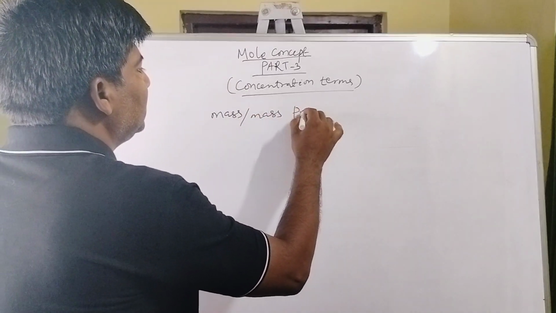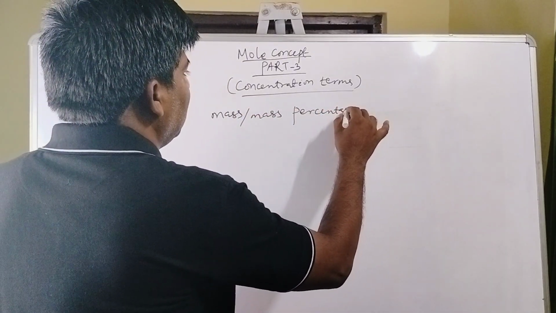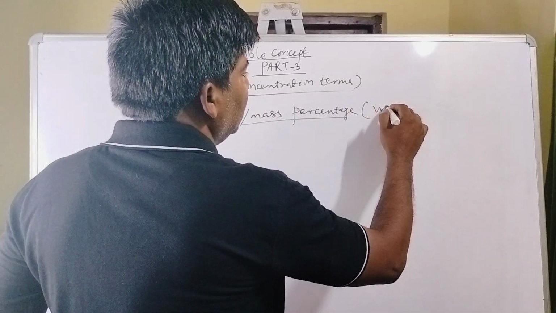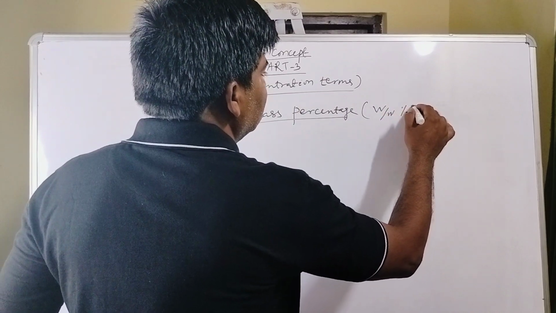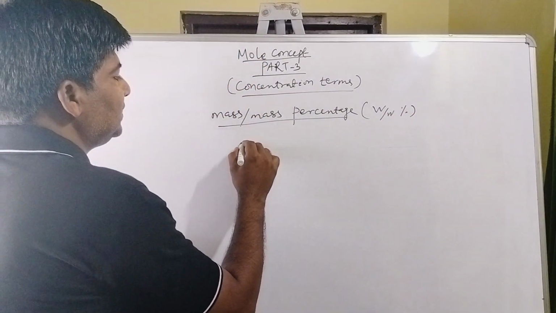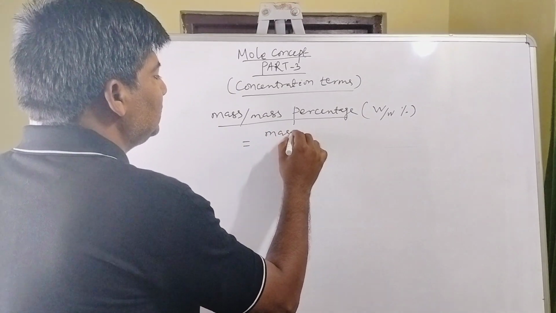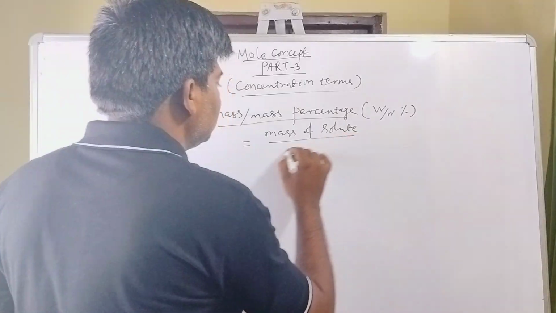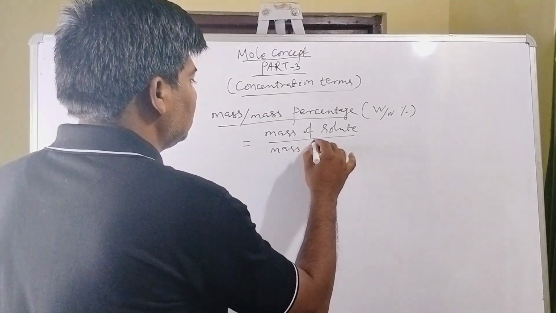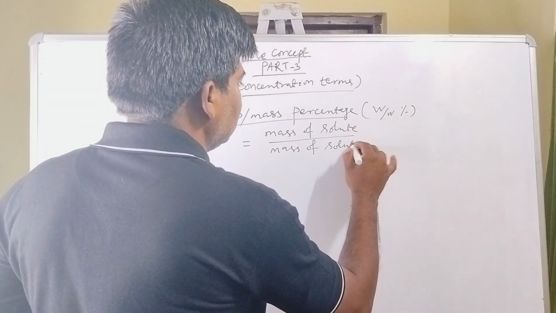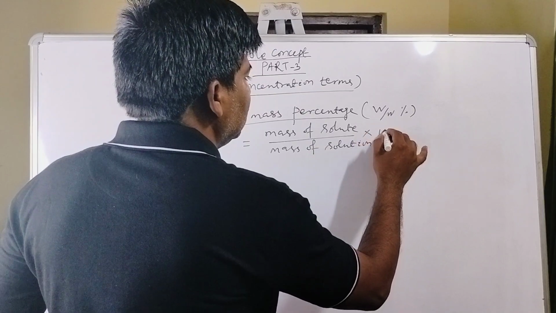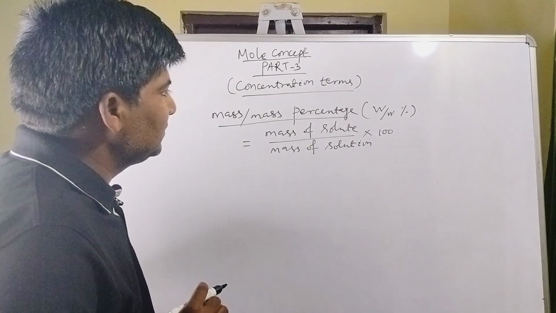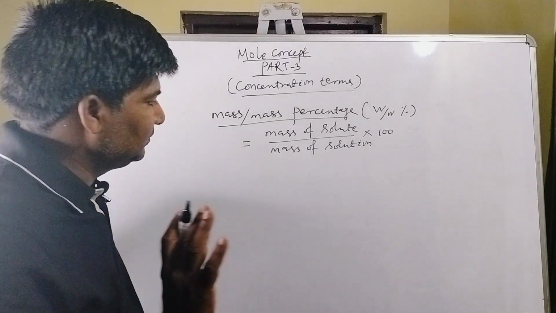Mass by mass percentage, or briefly you can write W by W percent, is equal to mass of solute by mass of solution into 100. Okay, so we can understand this by means of a simple example.